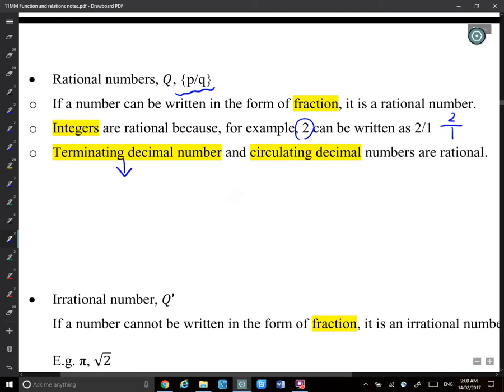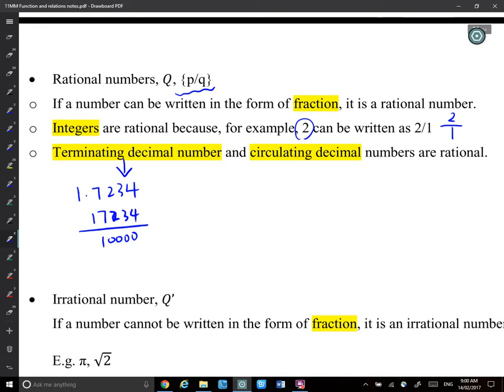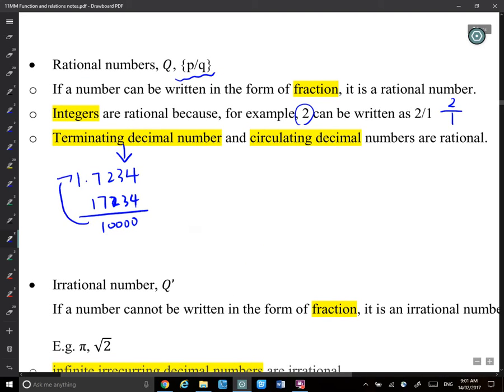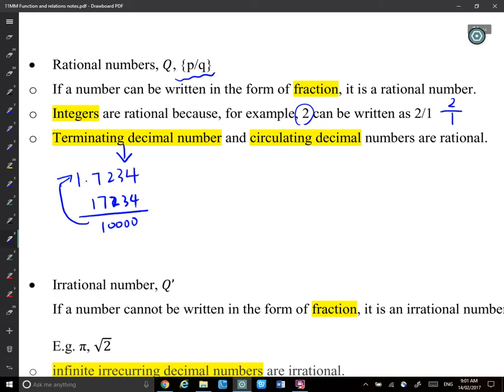So what is terminating? We have a finite number of decimals. For example, let's say 1.7234. It can be written as 17234 over 10,000. That can be written in fraction form. You just make the top a whole number and divide by 1 followed by as many zeros as the number of decimal places you need to move. That will be exactly the same as this one. So all the terminating decimal numbers can be written in fraction form, so they will be rational numbers.